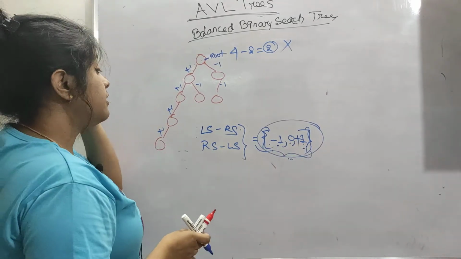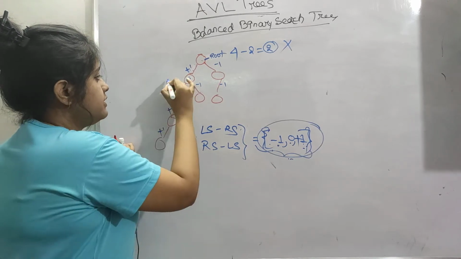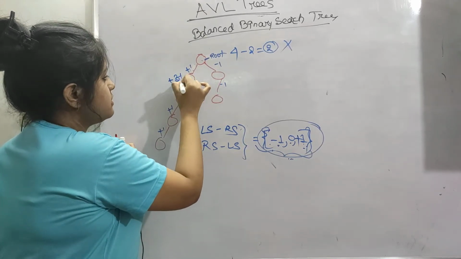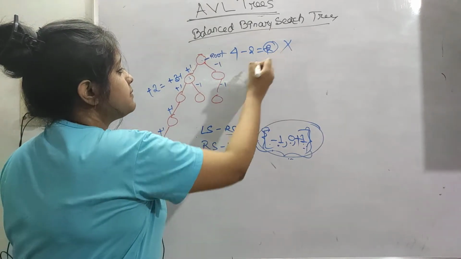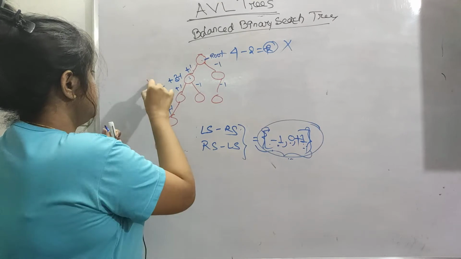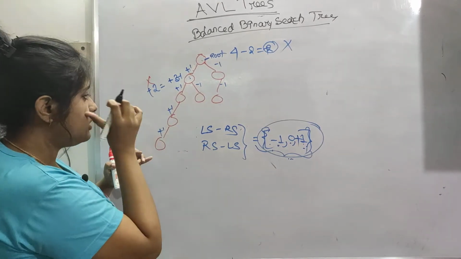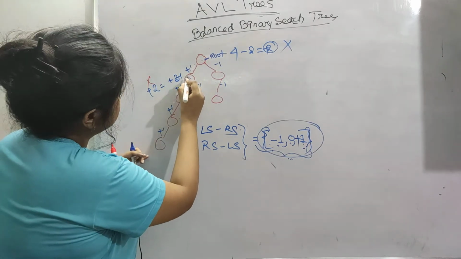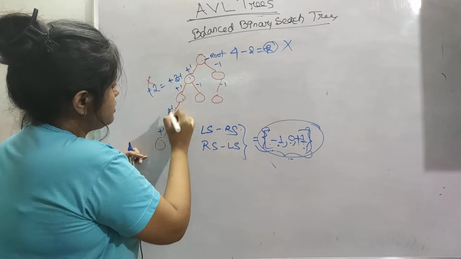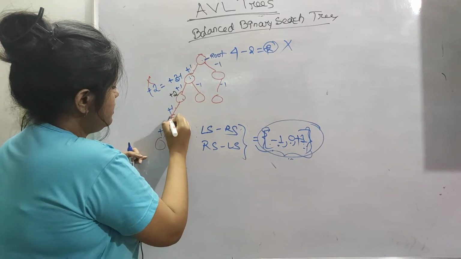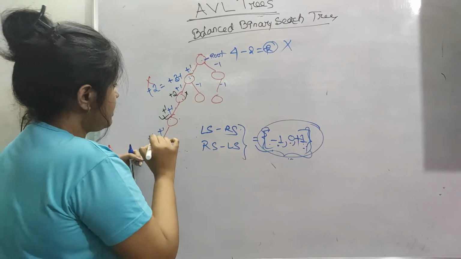Now for this node, +1 +1 +1 is +3, and here just -1, so it is +2, not possible. Here it is +2, so not possible. Here, after lower than this, till this we have done, and here it is +1 +1, +2, here +1, so it is acceptable. This is not acceptable. Here it is +1.